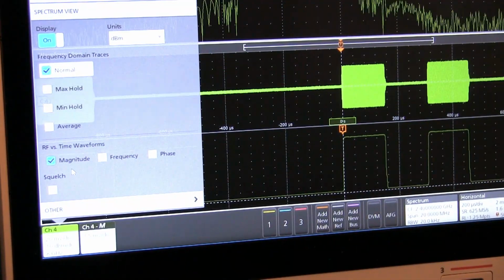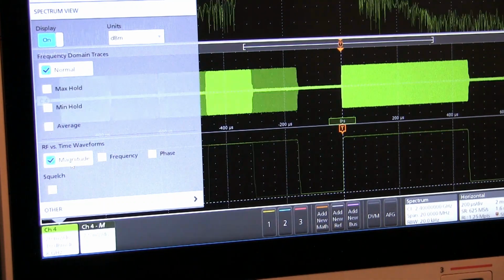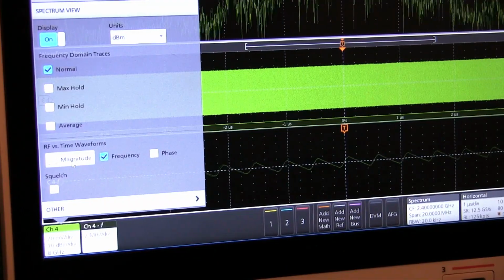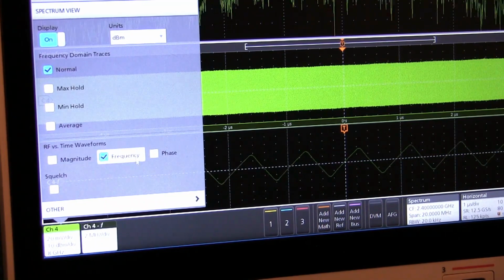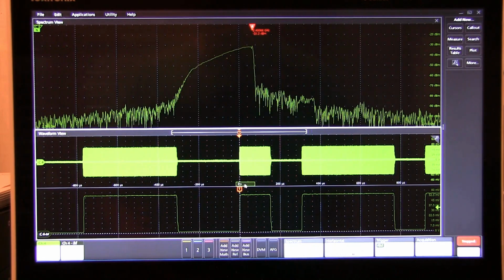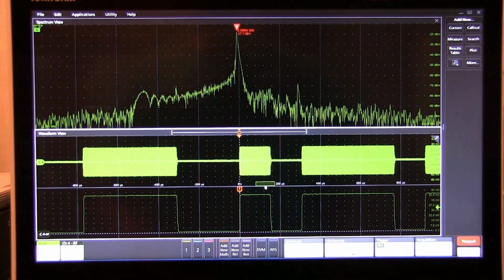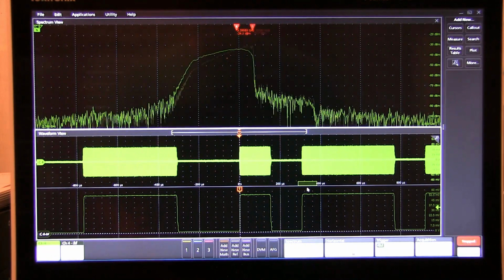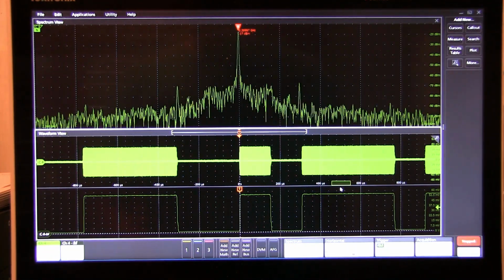When your needs go beyond basic spectrum analysis, you can add the optional RF versus time traces, which can show you magnitude, frequency deviation, and phase deviation versus time. The output of the digital down converter on each channel is recorded in parallel with the time domain data for that channel. This allows you to look at the RF spectral content versus time.